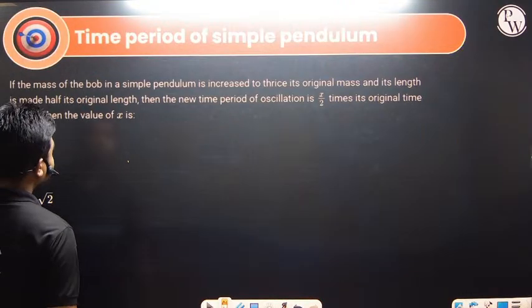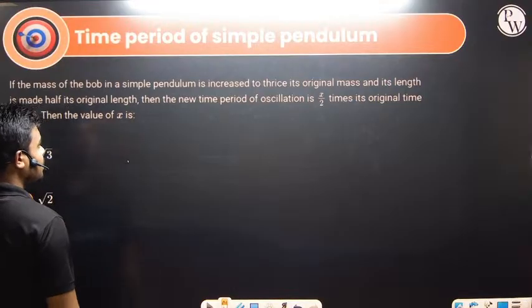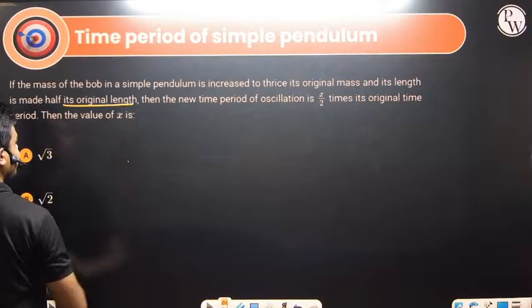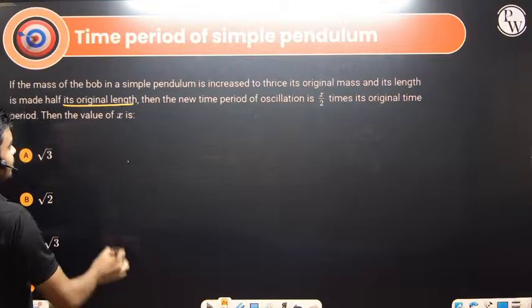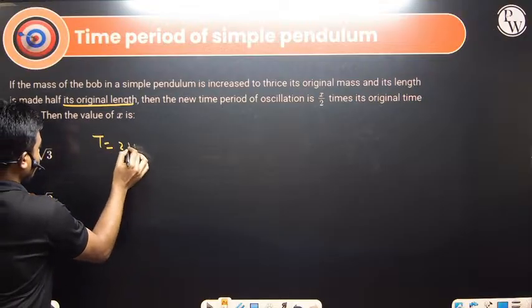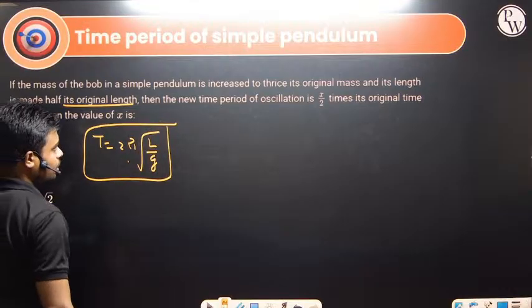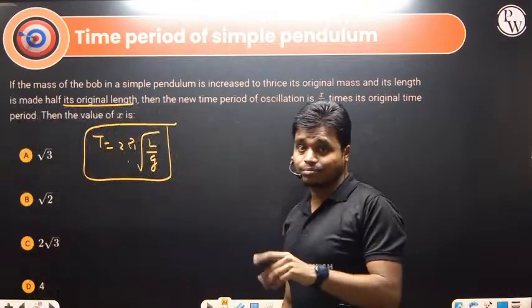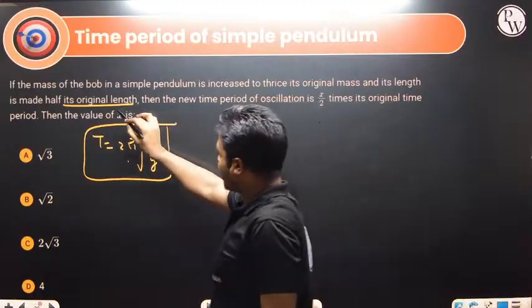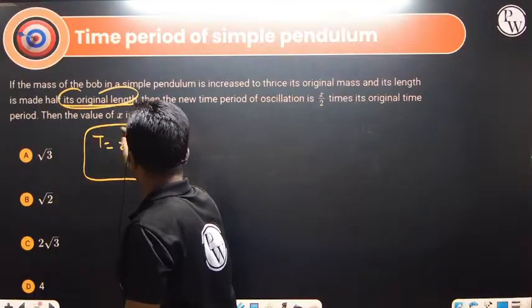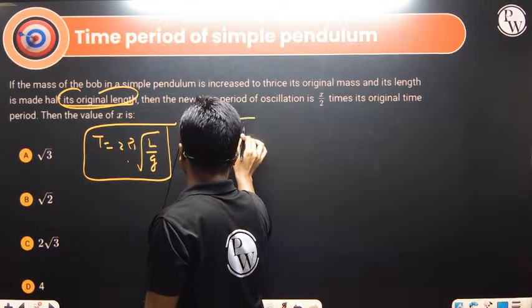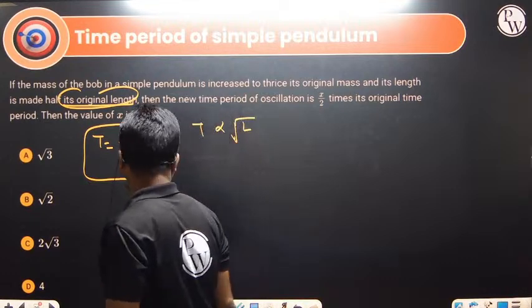If the mass of the bob in a simple pendulum is increased to thrice its original mass and its length is made half of its original length, then the new time period of the oscillation is x by 2. So what is the time period? 2 pi under root L by g. There is no mass term over here. If we change the mass also, then nothing will happen. So we focus only on length. So T is proportional to root of L.